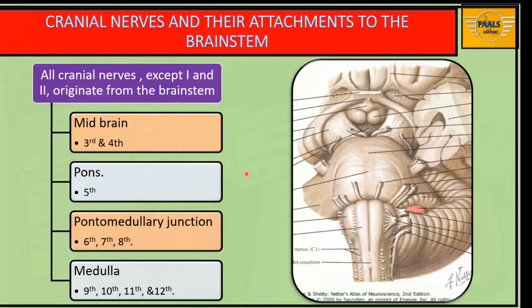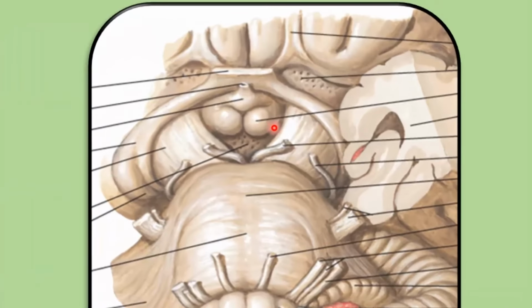In this section, we will consider the cranial nerves and their attachment to the brainstem. Apart from cranial nerves 1 and 2, as we noted earlier, the rest of the cranial nerves have a relationship with the brainstem. We will start with the midbrain. In the midbrain here, we'll be seeing two cranial nerves. This is cranial nerve 3 and that's cranial nerve 4.